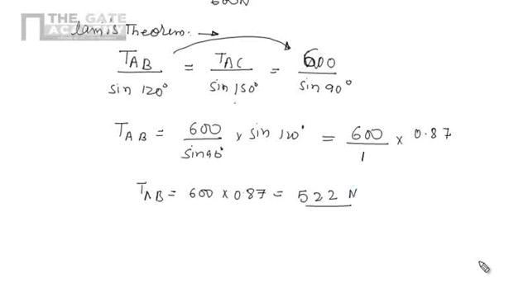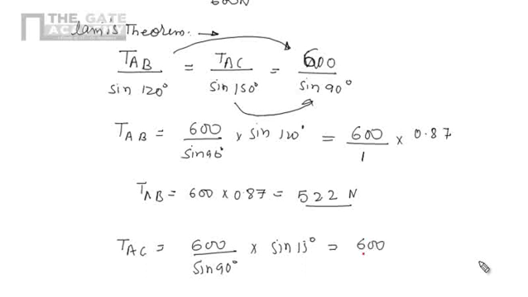Similarly, if we consider these two equations, we can get the value of TAC. It is 600 divided by sine 90 into sine 150 degrees. So sine 90 is 1 and sine 150 degrees is 0.5, so we have the value of 300 Newton. In this way, we can easily find the values of TAB and TAC. So the correct answer will be TAB 522 and TAC 300 Newton.